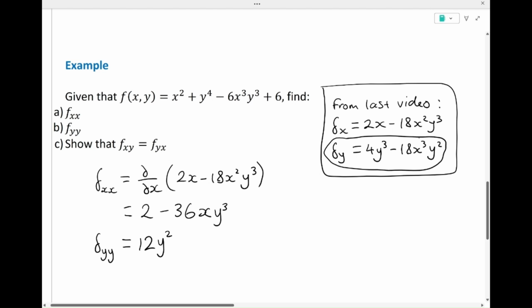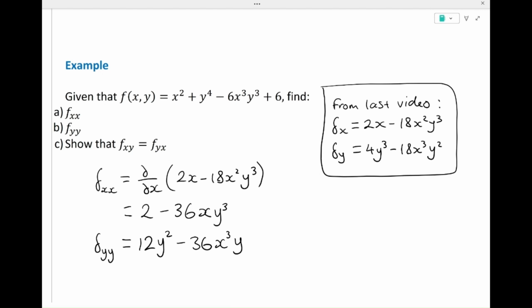Then our second term also has y in it, so we go to the power of y, which is 2. We're going to multiply by that to get negative 36. x stays the same, and then the y power reduces by 1. So I've got my final answer there. That's part B. Then part C is about our mixed derivatives, so let's do those next.